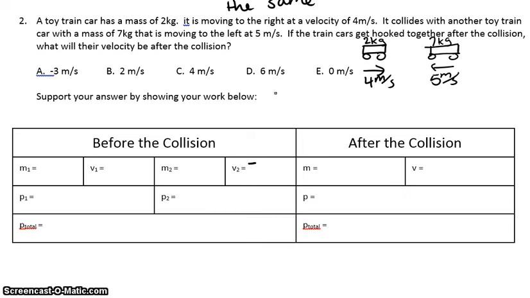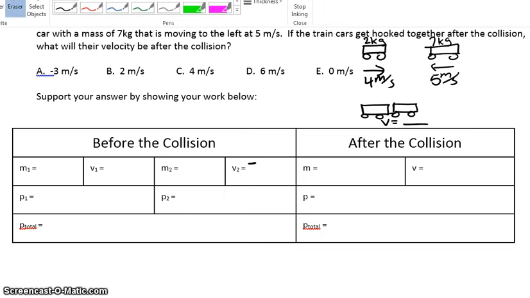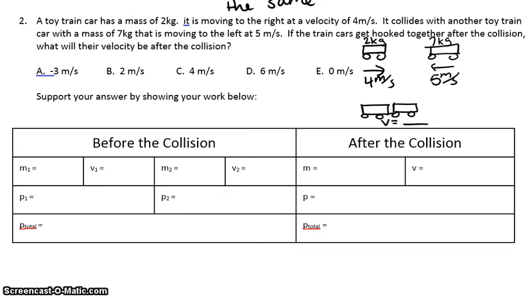That's before the collision. After the collision, if the train cars get hooked together, so train cars are connected together, so they travel as one long train down the tracks. If they're hooked together after the collision, what will their velocity be after the collision? So what's the velocity after the collision? And we have, again, 5 answer choices. So let's set up our numbers in our equation.